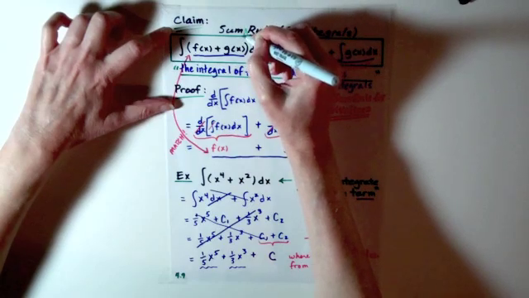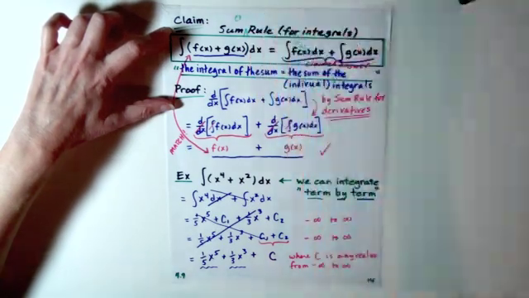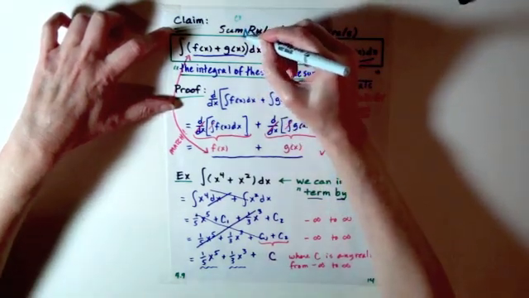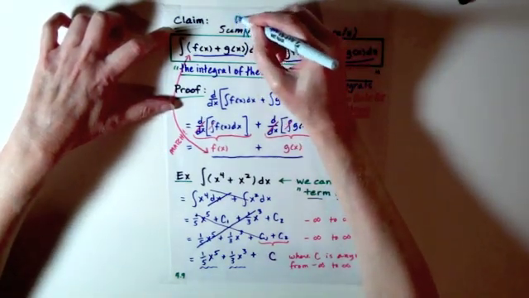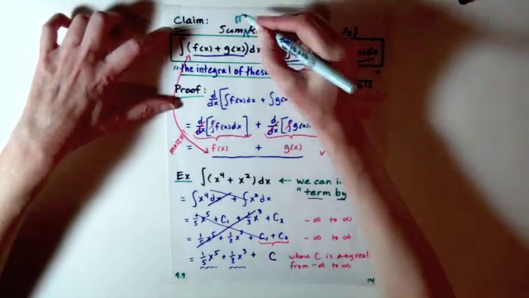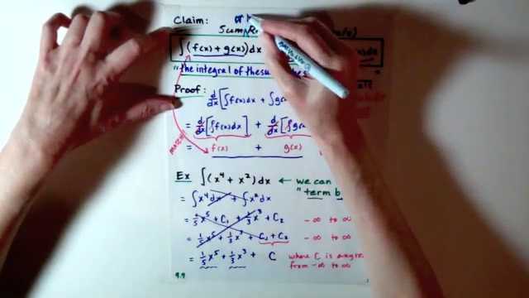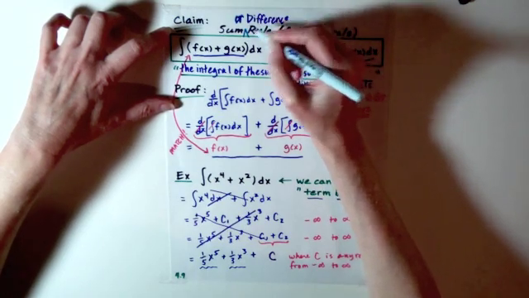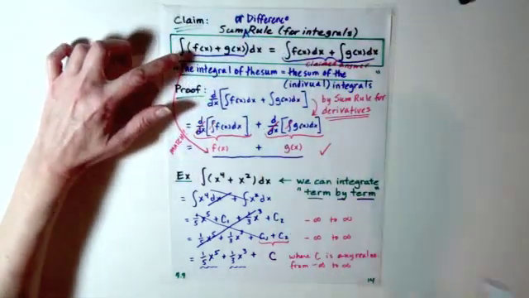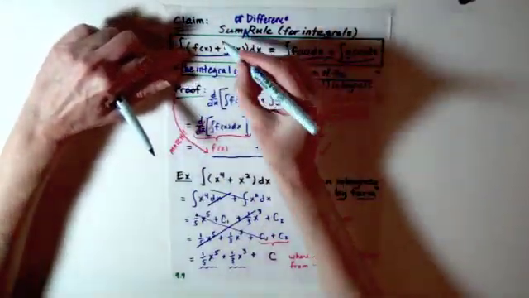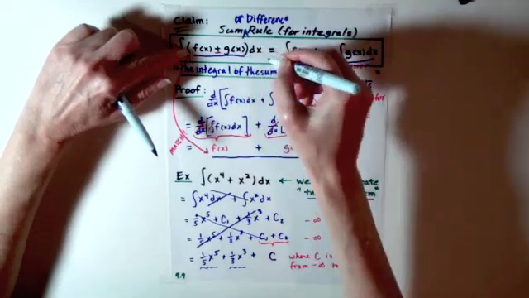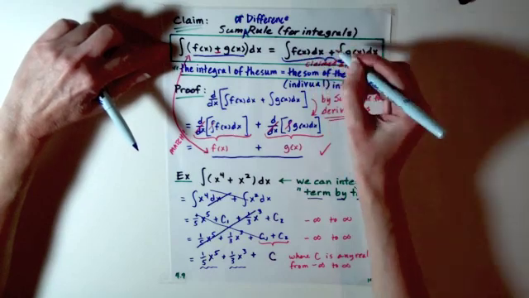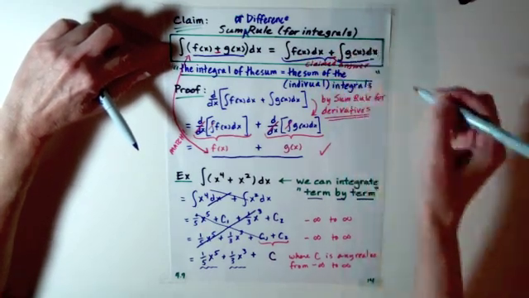So I'm going to put "or difference rule." This also works if I'm doing the difference of two functions. In other words, if I had the integral of f of x minus g of x dx, and I was asked to integrate that, it would be the same as the integral of f of x minus the integral of g of x dx.